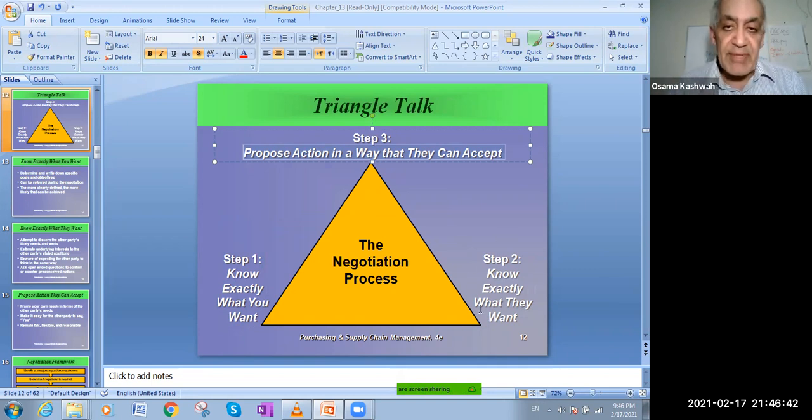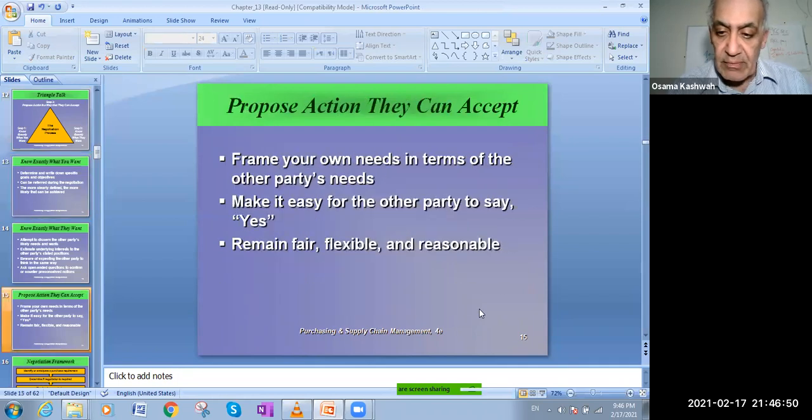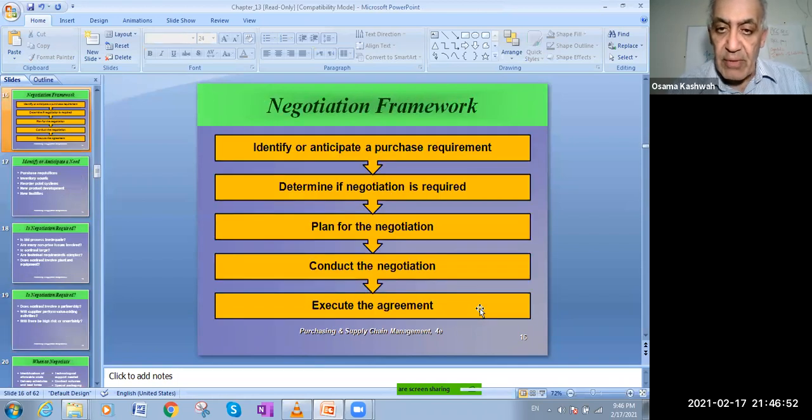Still we are in chapter 13. Then we will go to slide number 20. Here we go. The negotiation framework on page 16 is very important for us to know.